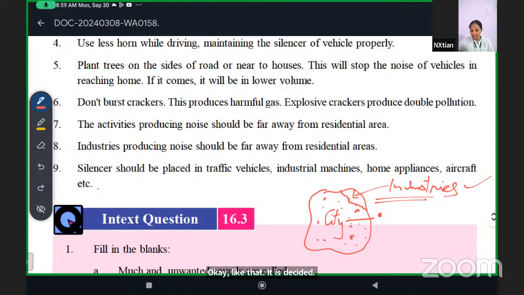Then, industrial activities producing noise should be far away. Industries producing noise should be far away from the residential area. And silencers should be placed in traffic vehicles, industrial machines, home appliances, aircraft, etc. What is a silencer? It reduces the noise. It's a device, a kind of machine, placed to reduce the noise of a machine.